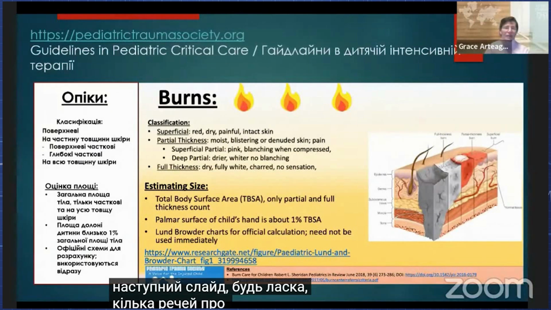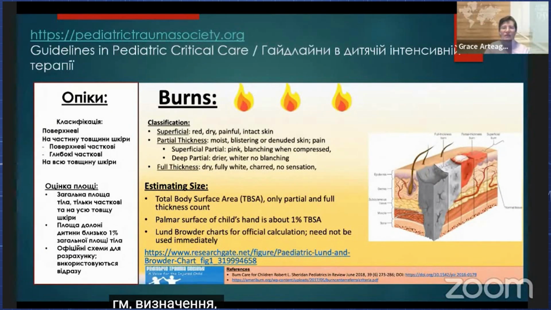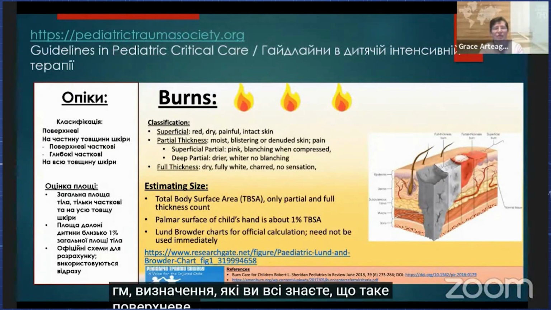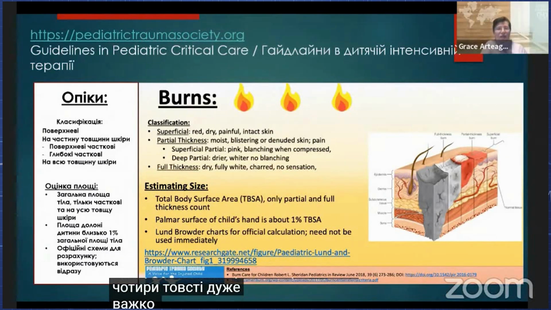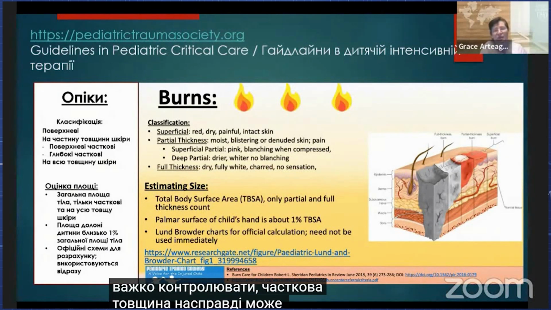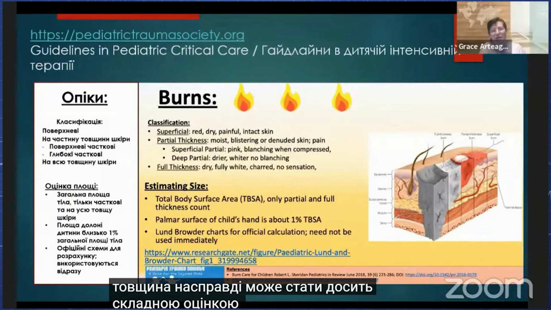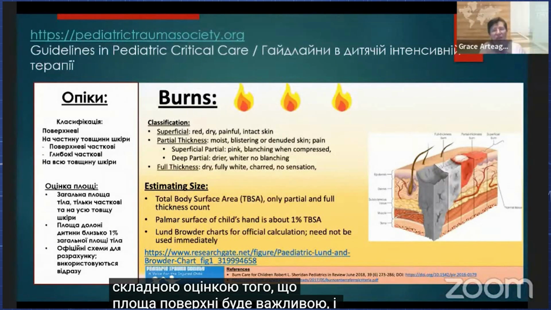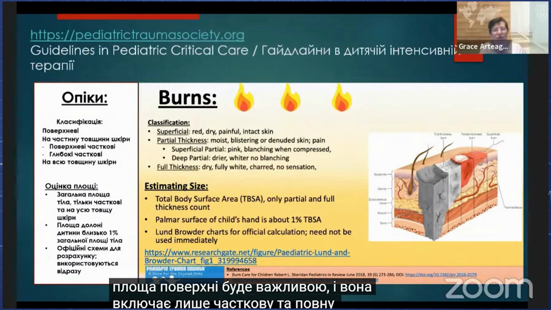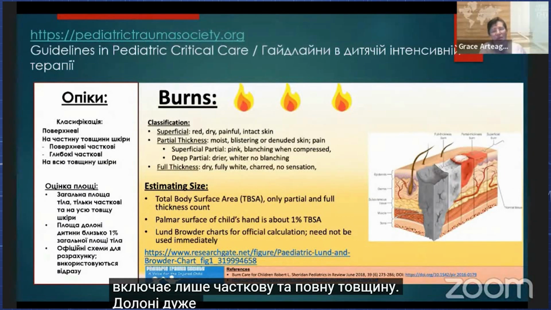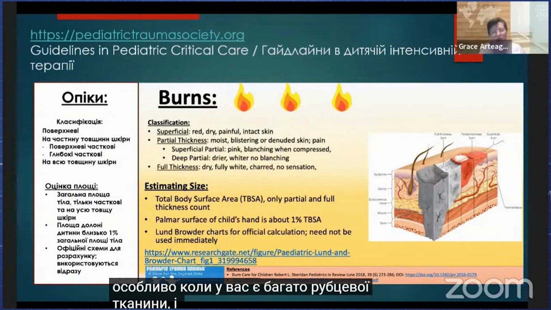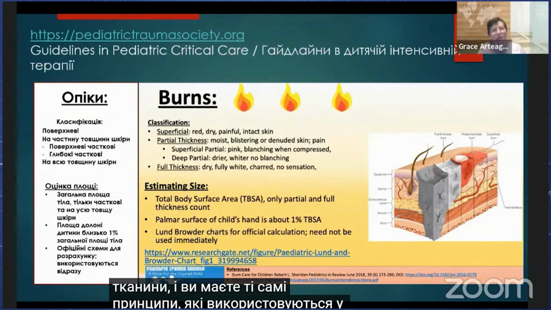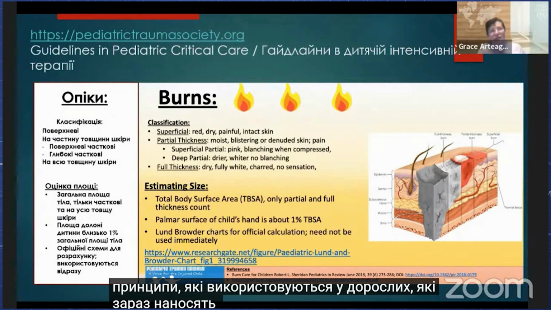Just a couple of things about burn injuries. The definitions, you all know what a superficial one and a full thickness one are. The full thickness ones are very difficult to manage. The partial thickness can become quite complicated. Estimating the surface area is going to be important, and it only includes partial and full thickness. The palms are very important, particularly when you have a lot of scar tissue, and the same principles that are used in adults apply in children.